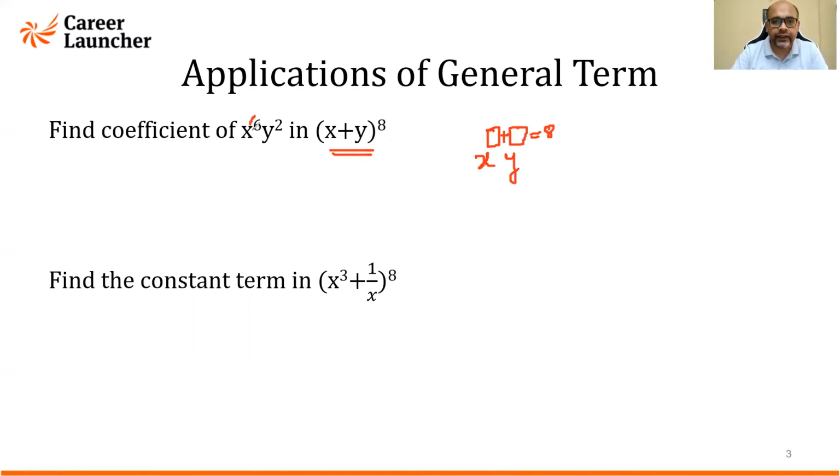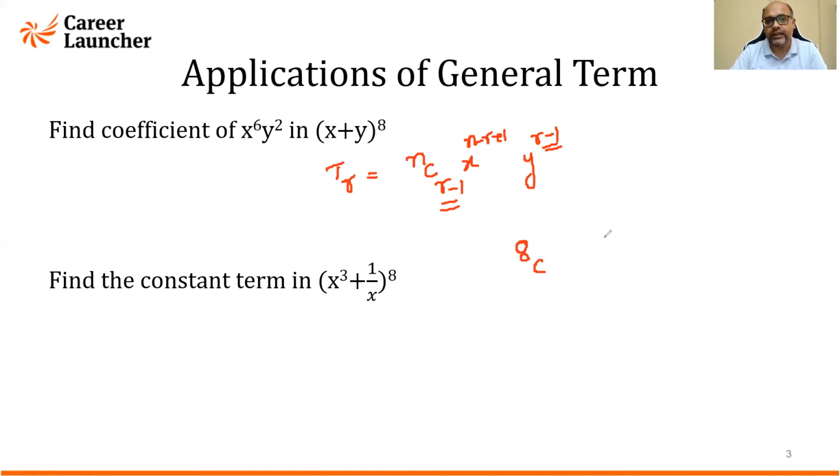So first verify x power 6 y square. Yes, they are adding up to 8. Now if you remember, the way to write the general term is nCr minus 1 if you want to write T r, and you write y power r minus 1, and x to the power of n minus r plus 1, because the sum of the powers should be equal to n.